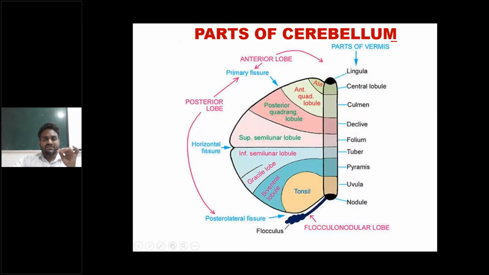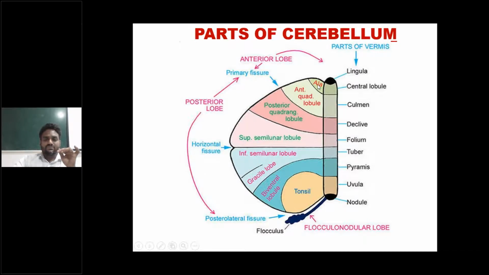Now we come to the parts of the cerebellum: middle vermis, and these are the lobes of the cerebellum. Lobes are divided into a number of parts. You see the anterior lobe, posterior lobe, flocculonodular lobe. Between the anterior lobe and posterior lobe, the fissure prima is present. Between the posterior lobe and flocculonodular lobe, the posterolateral fissure is present.